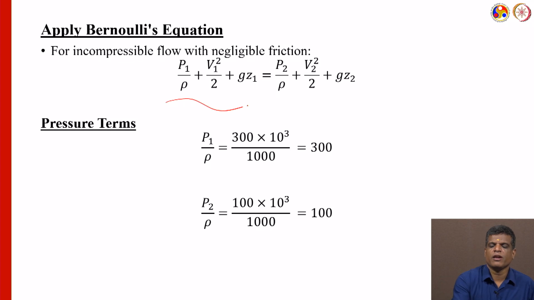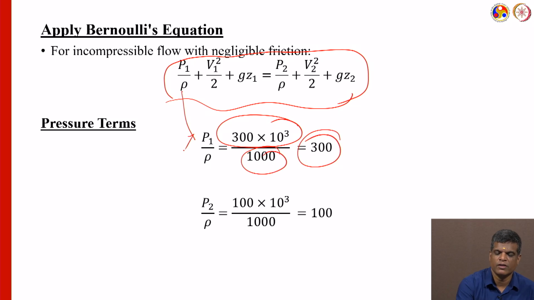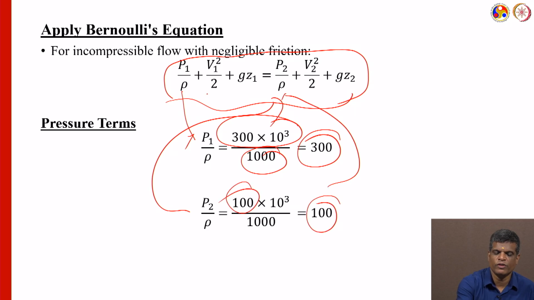So, now we have to use the Bernoulli equation. The Bernoulli equation is very simple: P1 by rho, V1 square, g Z1. For the pressure term P1 by rho, we know rho is 1000 kg per meter cube, so we get P1 by rho, this value is done. Then P2 is also already given, 100 kilopascal. So P2 by rho is also done. So we know P1 and P2.